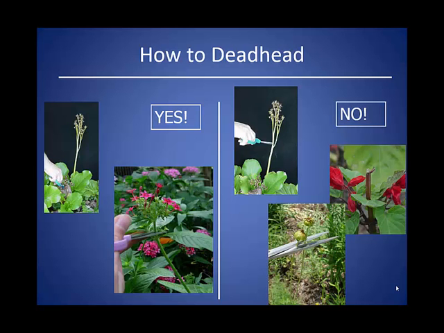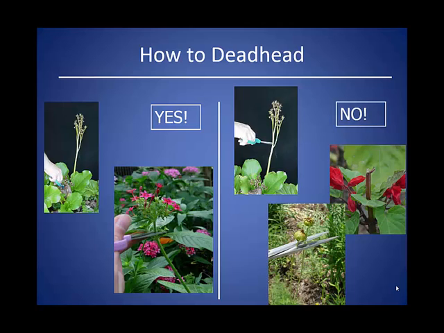The bigger question, not so much the do it or don't do it, is where to deadhead. And this can be a little tricky, especially if you're not that familiar with how a particular plant grows. So you want to take it back to basically where the flower stalk and the leaves attach. You wouldn't do it up here like they're showing on this one, but you would do it down here at the base of where the flower stalk attaches to the leaf.